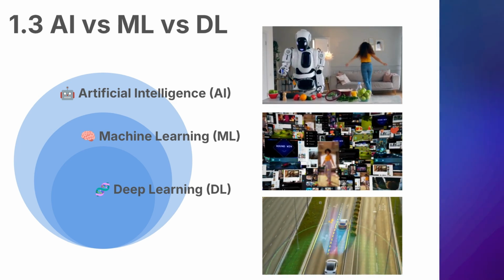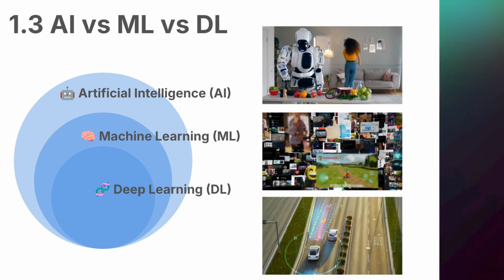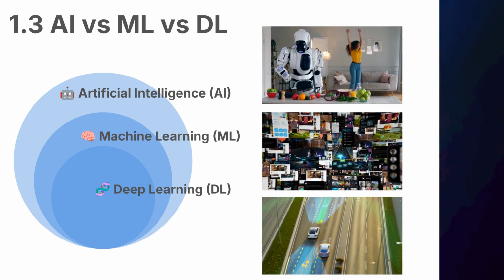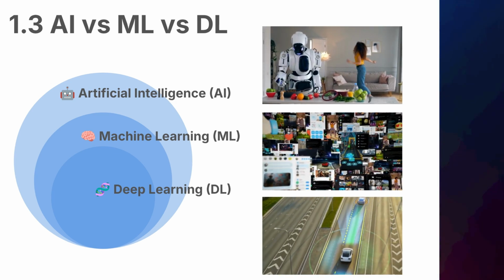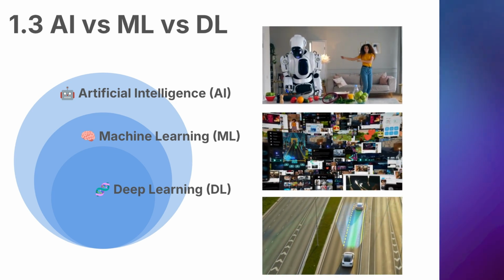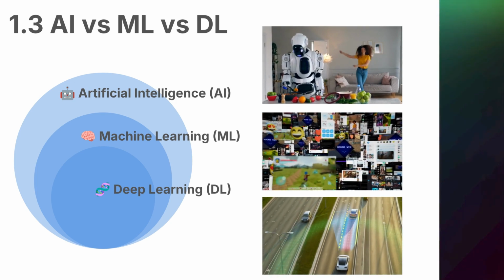Overall, AI, machine learning, and deep learning are closely related concepts, but they differ in scope and complexity. In essence, AI is the umbrella, machine learning is a subset of AI, and deep learning is a subset of machine learning.